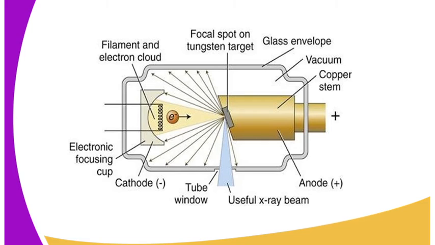The target is set at an angle of about 45 degrees to the electron beam to direct the X-rays out of the tube through a window on a lead shield. The X-rays produced at unsuitable angles are safely absorbed by the lead shield surrounding the tube. The high voltage required is supplied from a step-up transformer.